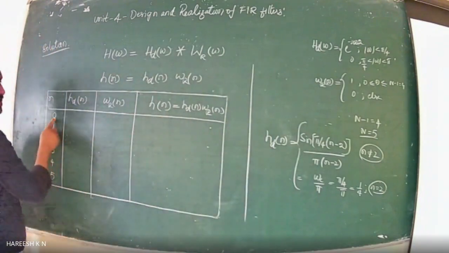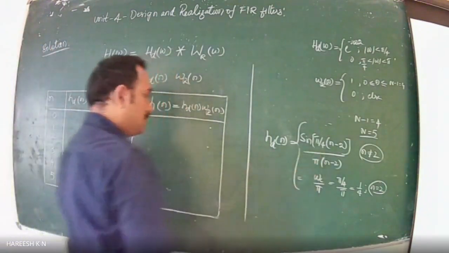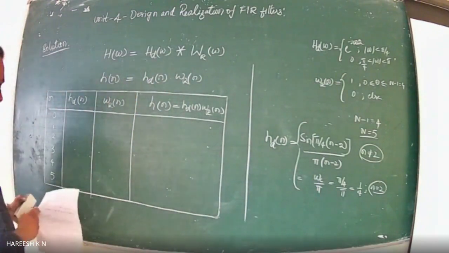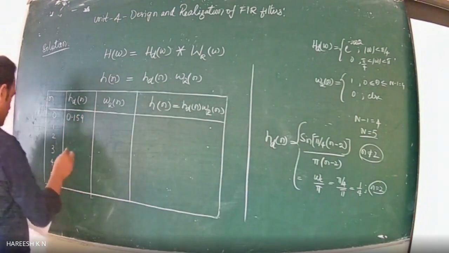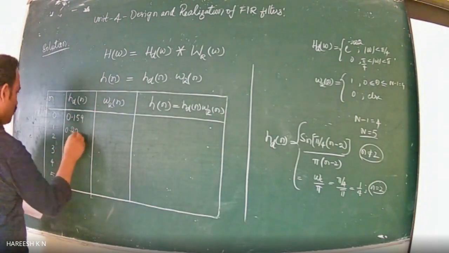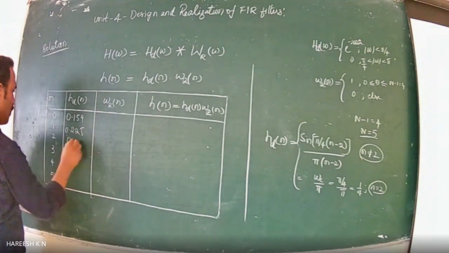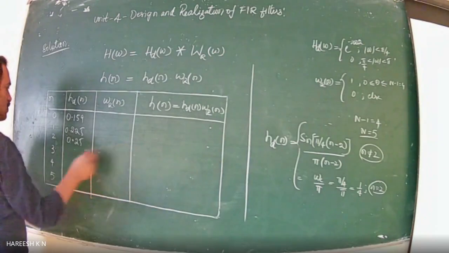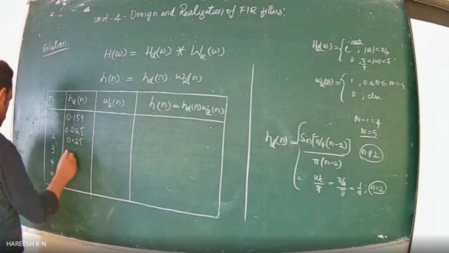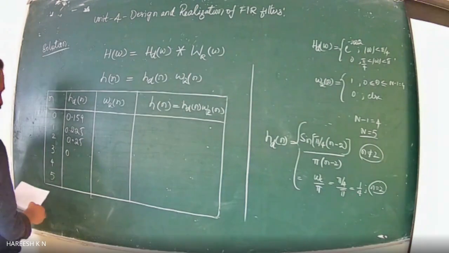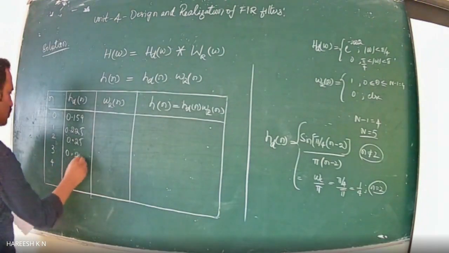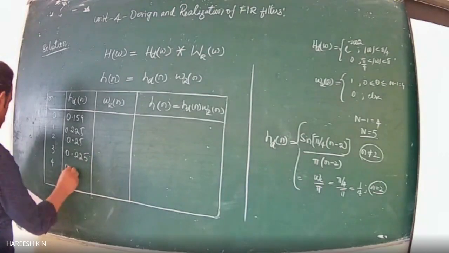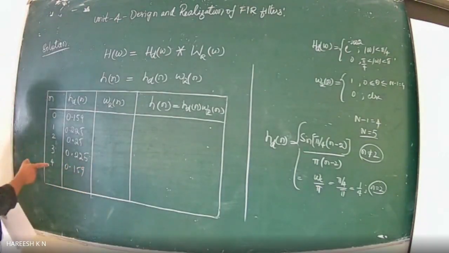Therefore, hd of n for n is equal to 0, you can just try to obtain the value, and the value is 0.159, and here it is 0.225, and for 2 it is 0.25, because it is 1 by 4 for n is equal to 2, and for 3 once again it is 0.225 and 0.159. I am starting from 0, therefore the range is 0 to n minus 1.